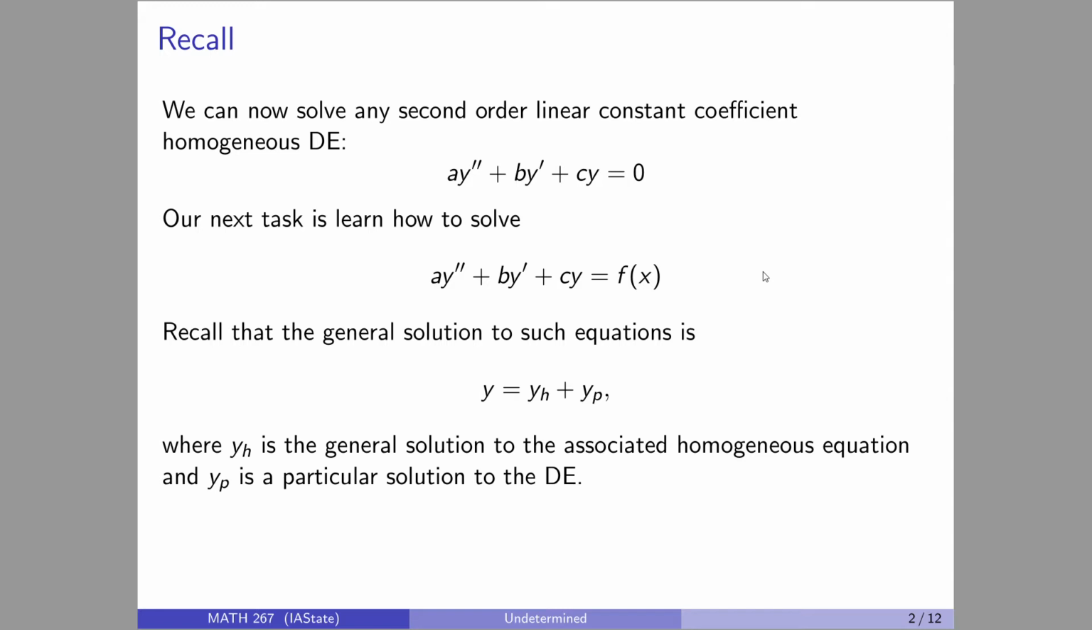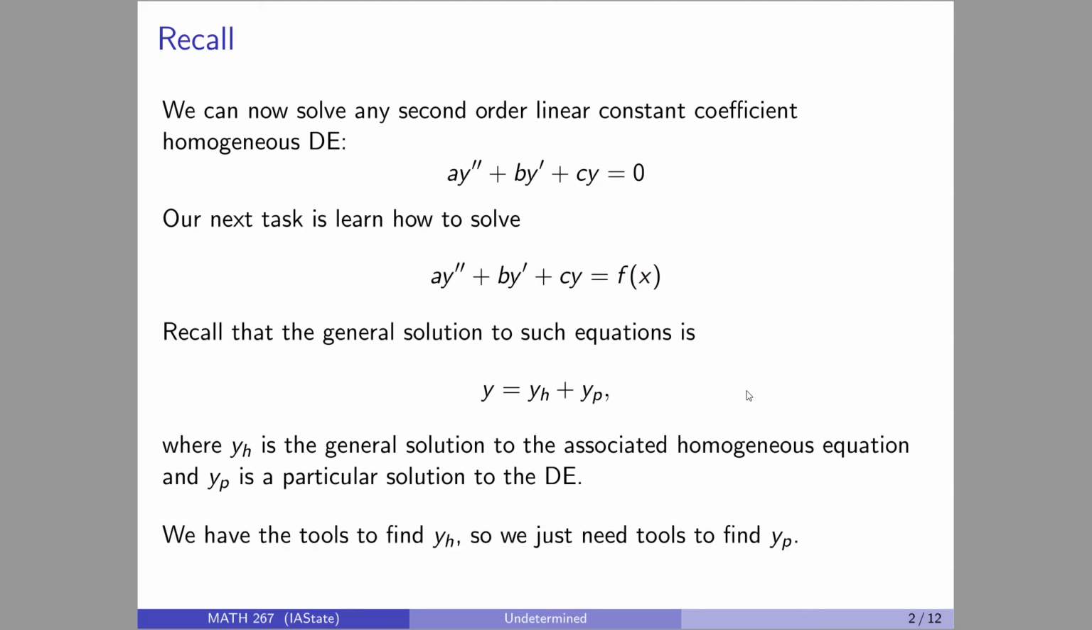Recall that the solution to such differential equations is going to be a summation of two things. Specifically, y sub h, which is the solution to the associated homogeneous equation, and y sub p, which is any solution that we can find for this differential equation. To solve such equations, the first thing you'll always do is solve this. That gives us the y sub h. Then to finish things off, we just need to find anything that would satisfy this equation right here.